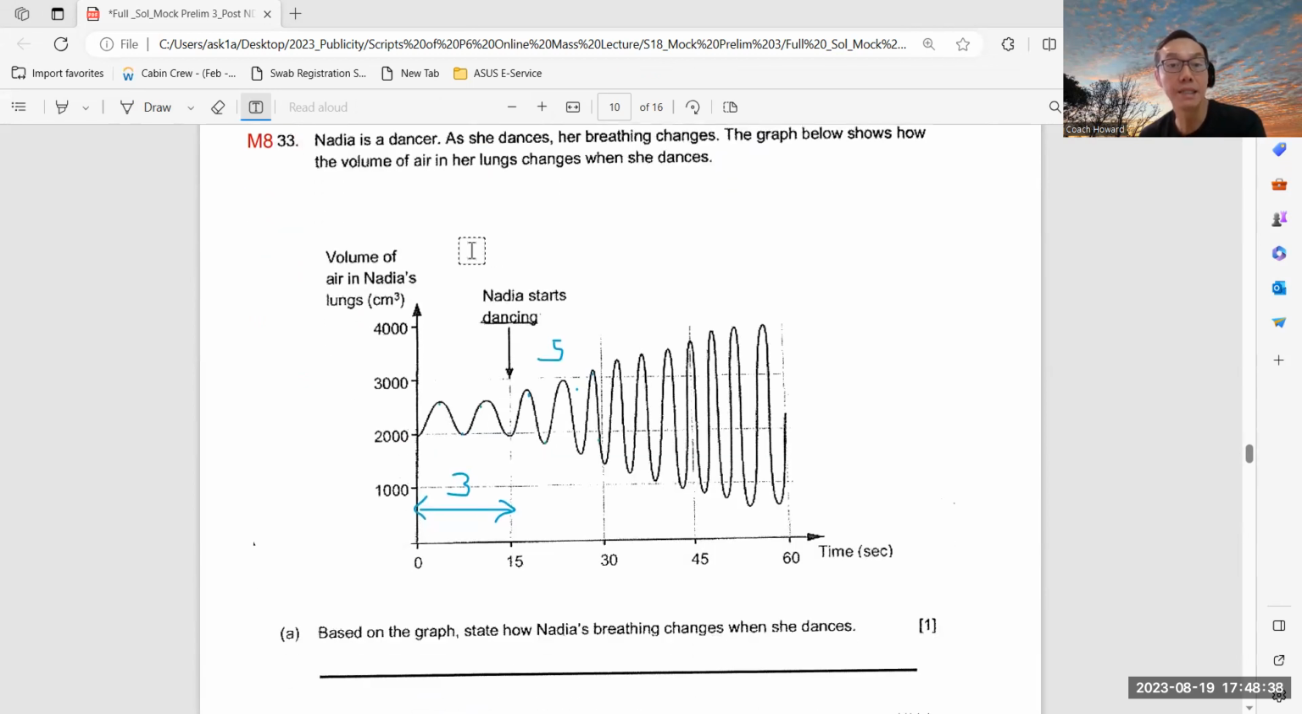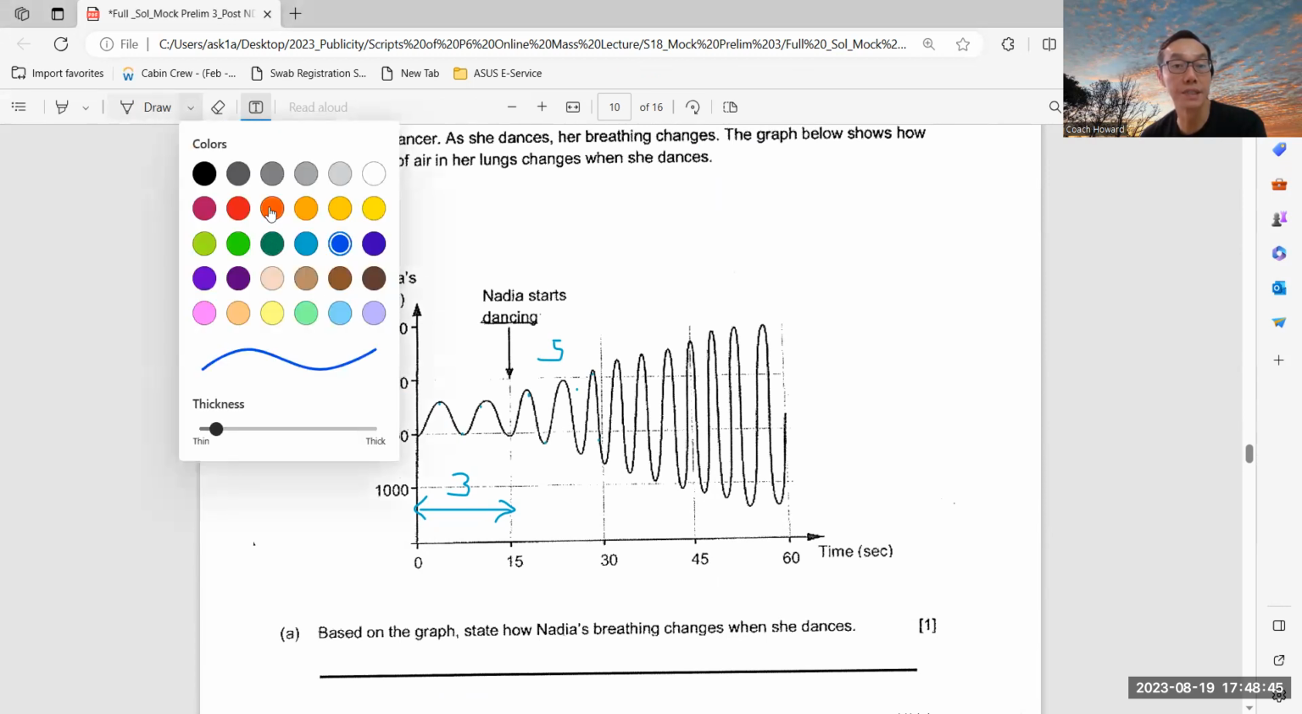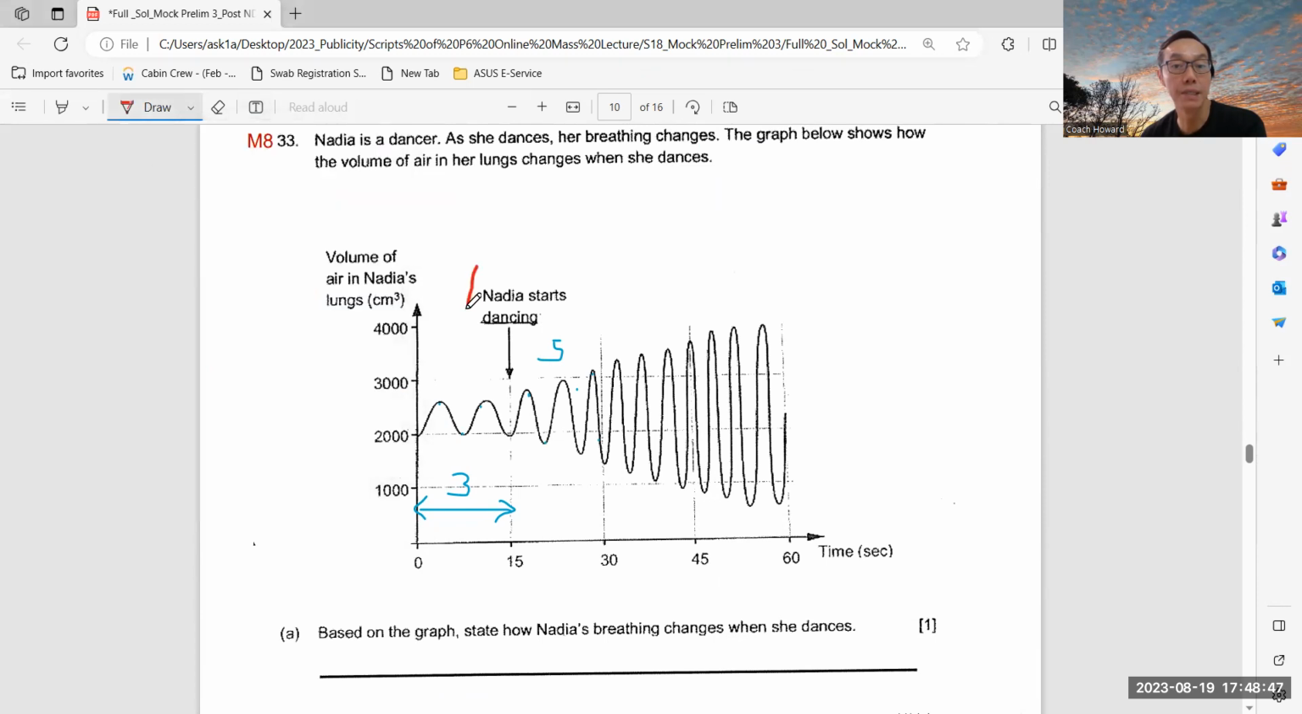Okay, M8 here is the volume of air in Nadia's lungs. So she's doing an activity called dancing. So this part you annotate. That means at the 15-second mark, she started dancing. You can see the pattern of the volume of air in her lungs increases. So what you can do, you take a ruler and pencil. You can see there's this increasing pattern. Okay, you draw at the peaks that are increasing this way.